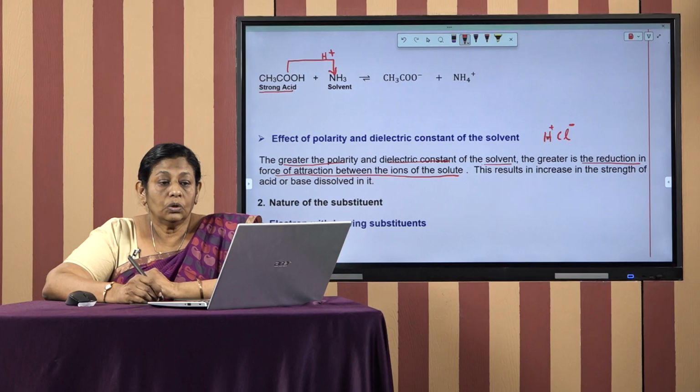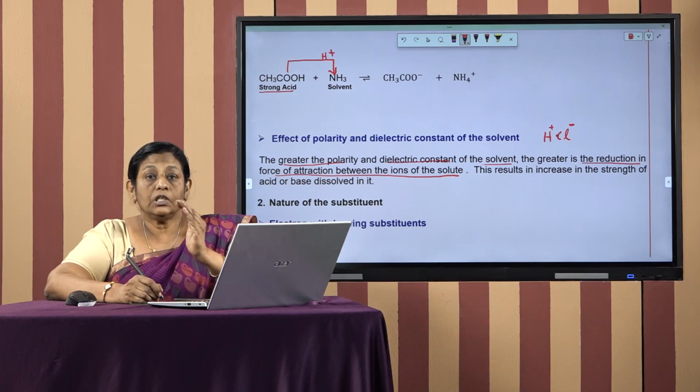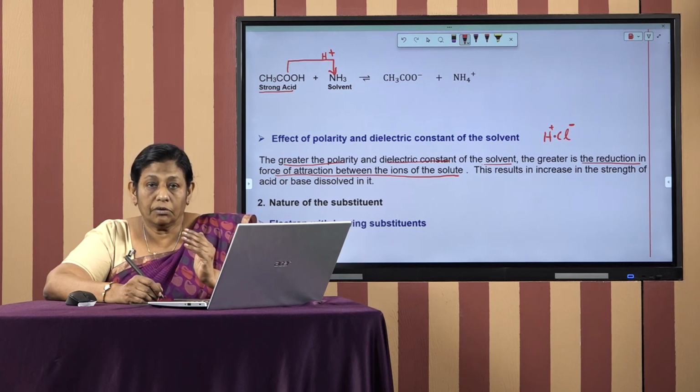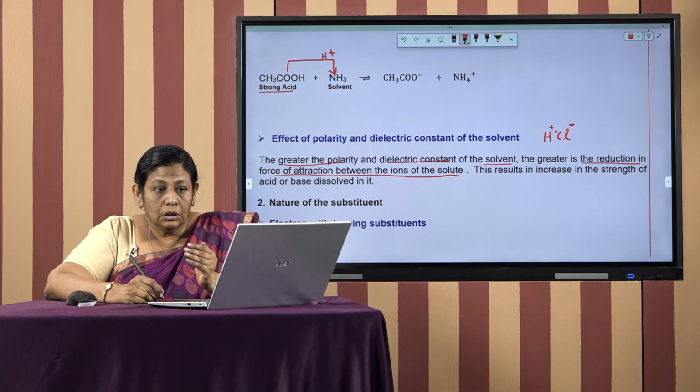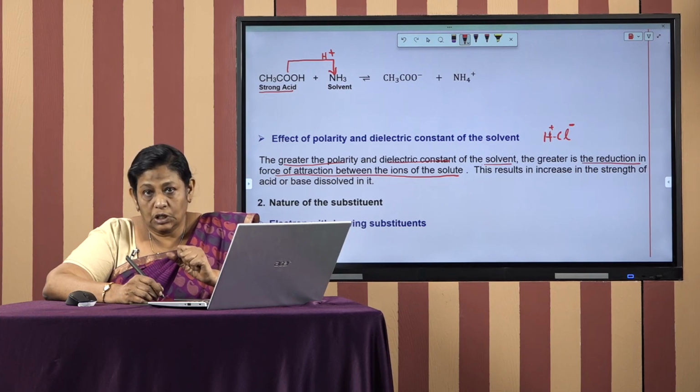Okay. So, there is an attraction between H plus ions and Cl minus ions. If the solvent polarity or dielectric constant is greater, the attraction between these two becomes weak. Okay. So, what happens? HCl is capable of donating the H plus ions.